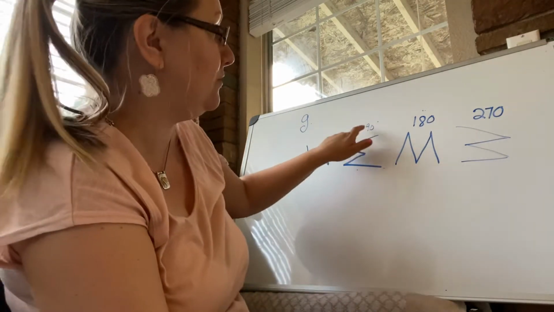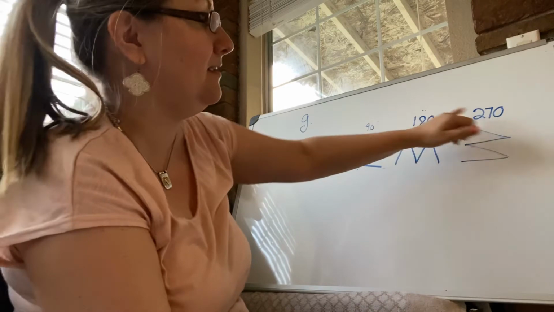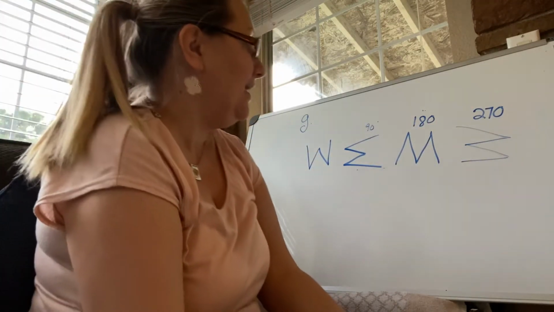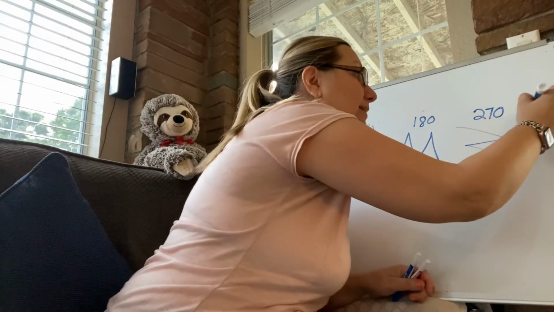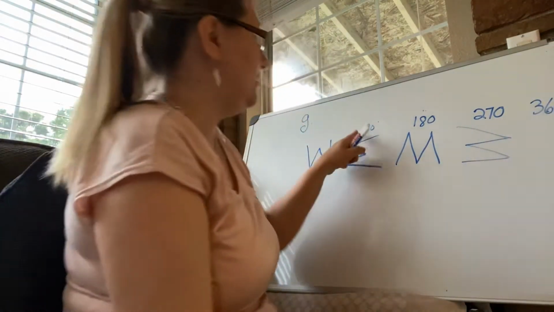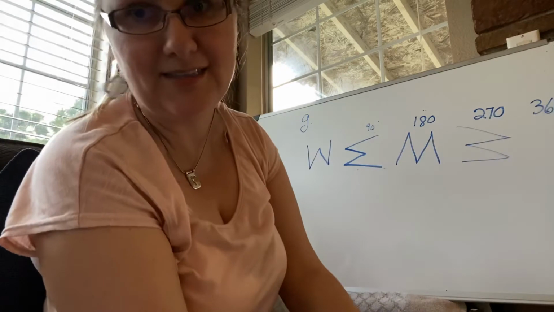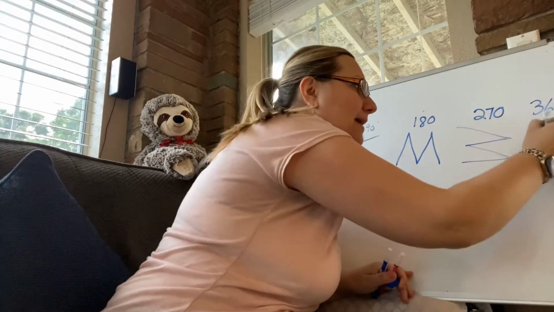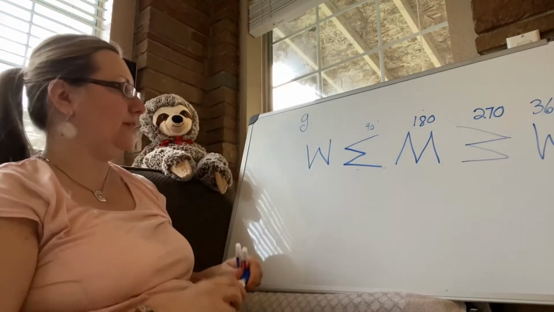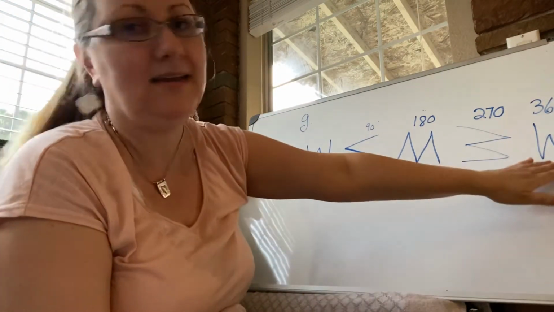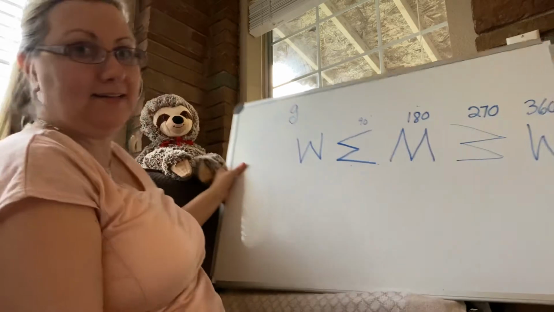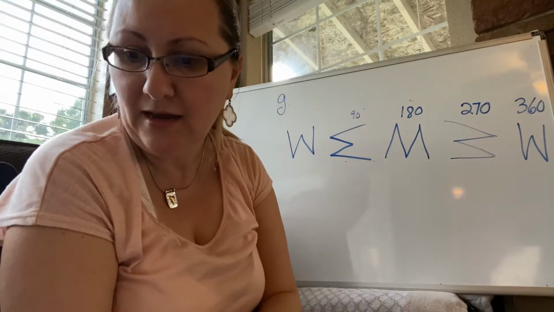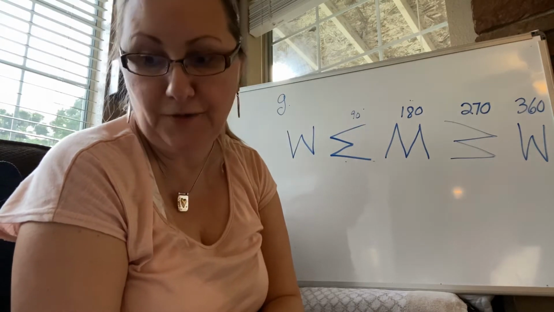Think 90, so 9, 18, 27. Add the zeros at the end for these big numbers. And at 360, so 9, 18, 27, 36, you see those are the multiples of 9. We are right back to straight up. And so that was the only time that it looked exactly the same, which means we do not have rotational symmetry on the W, okay?